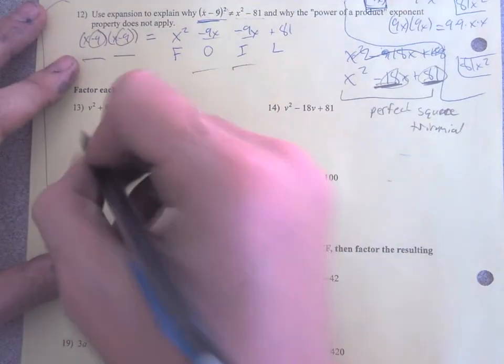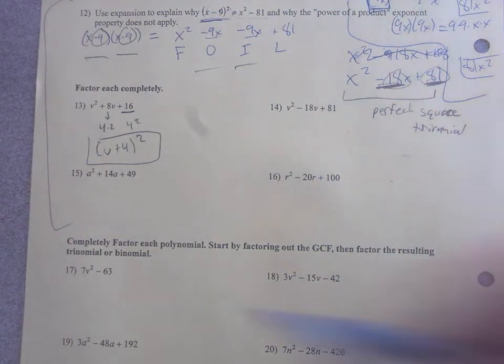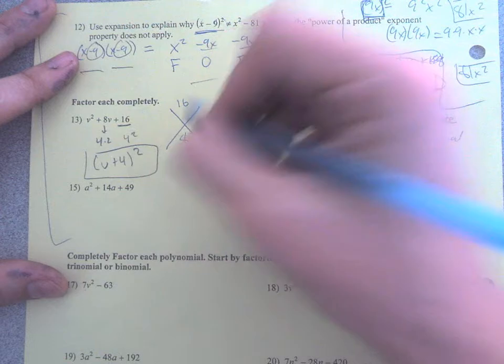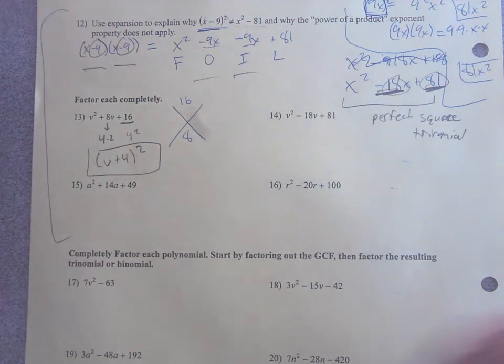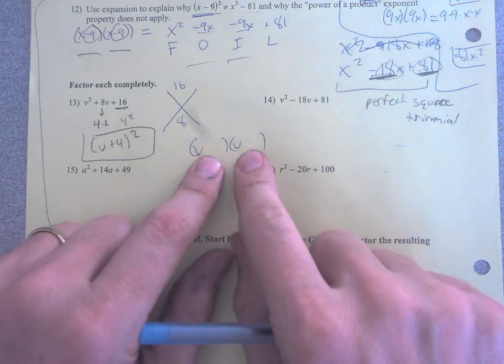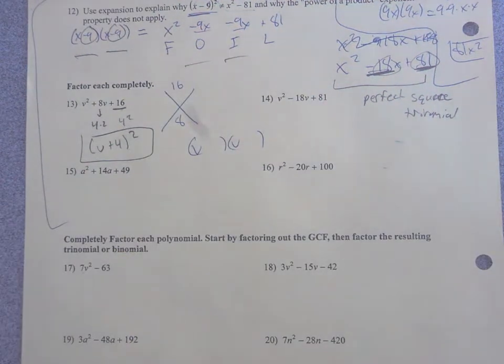So this is my answer. But if you wanted to, you could still use the cross method. So let's try that. So I need factors of 16 that add to 8, right? The two magic numbers that I'm looking for, I've got a v and a v. Looking for two numbers that when I multiply them, they give me 16, and when I add them, they get 8. Well, let's check out our options.